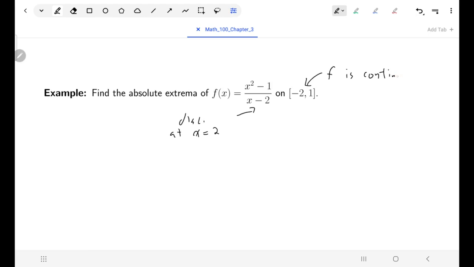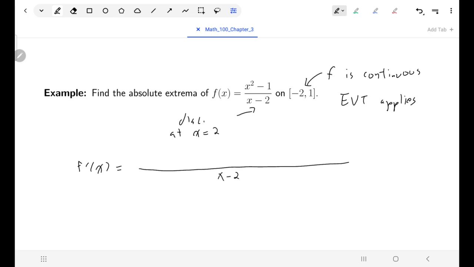And since it's continuous on a closed interval, that means the extreme value theorem applies. So we're guaranteed we're going to have a maximum and we're going to have a minimum. So let's go ahead and start finding our derivative and see what that does for us. Because of course our next move is to find all of our critical numbers.